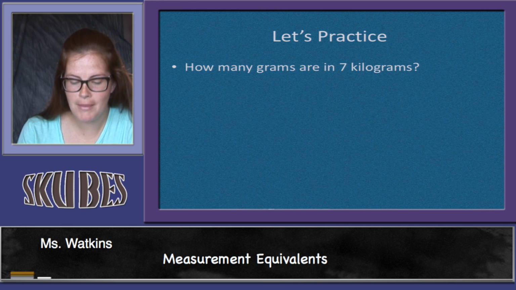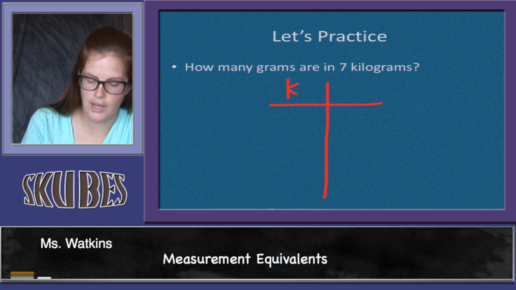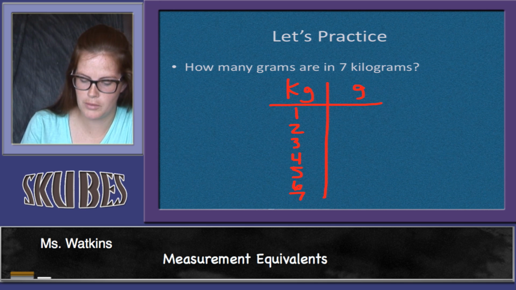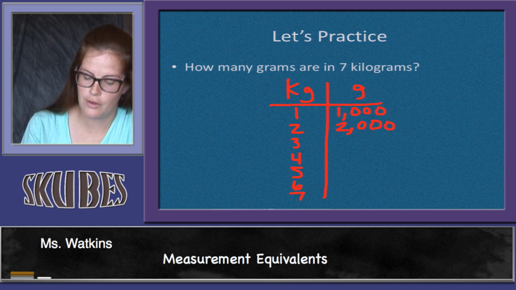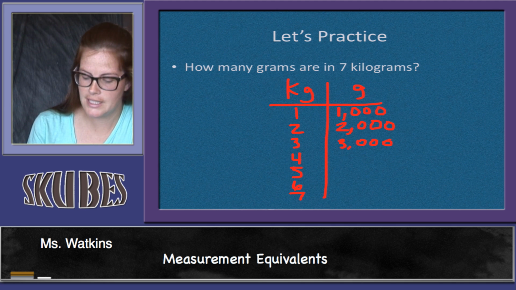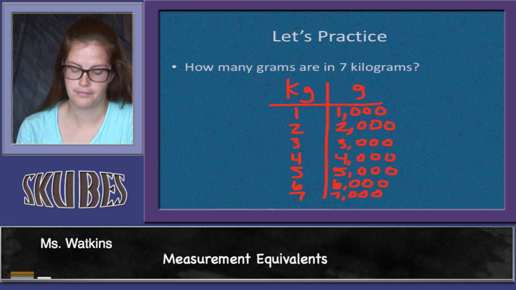All right, let's figure out how many grams are in 7 kilograms. Let's set up our table. We'll have kilograms on one side, grams on the other. And we want to know how many grams. We need to go all the way to 7 kilograms. These conversions are easy because we know we just multiply each number by 1,000. So there are 1,000 grams in a kilogram, there are 2,000 grams in 2 kilograms, and I would continue all the way until I was able to find out how many grams are in 7 kilograms. And my answer would be 7,000.